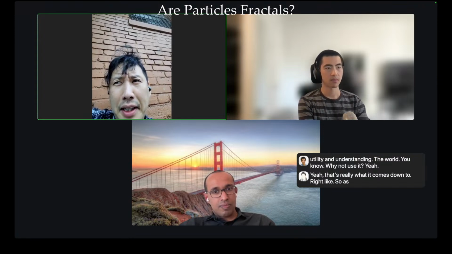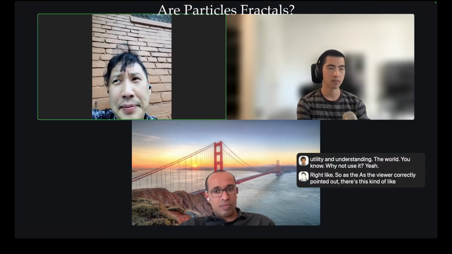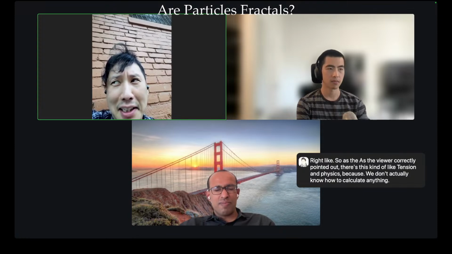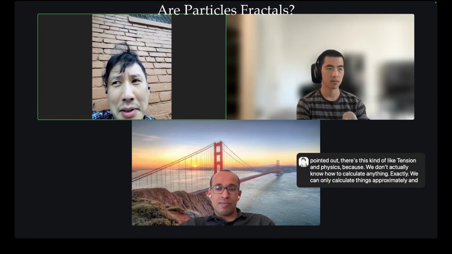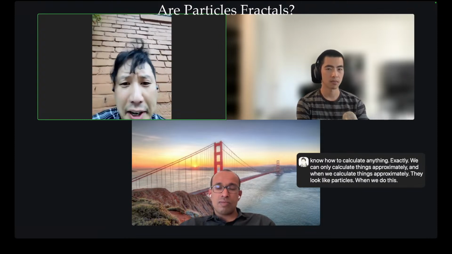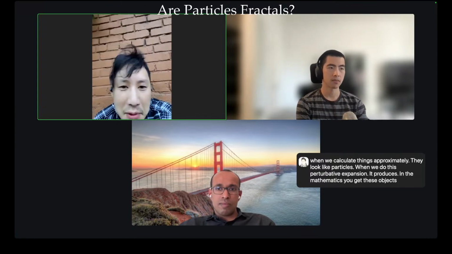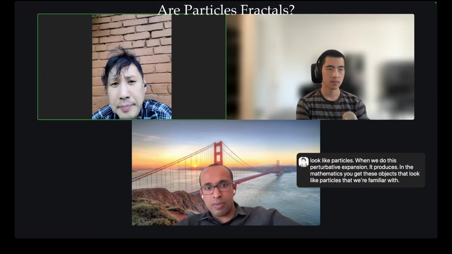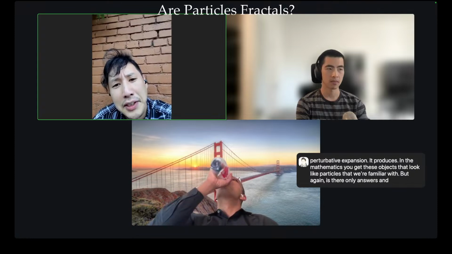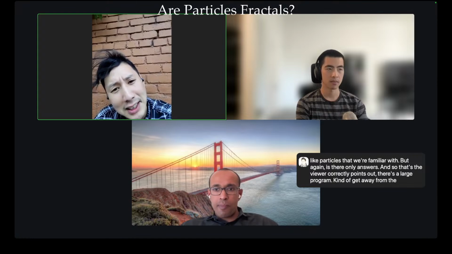As the viewer correctly pointed out, there's this kind of tension in physics because we don't actually know how to calculate anything exactly. We can only calculate things approximately, and when we calculate things approximately, they look like particles. When we do this perturbative expansion, you get these objects in the mathematics that look like particles that we're familiar with. But again, these are only approximate answers. And so, as the viewer correctly points out, there's a large program to try to get away from these approximate answers, try to get some exact answers.